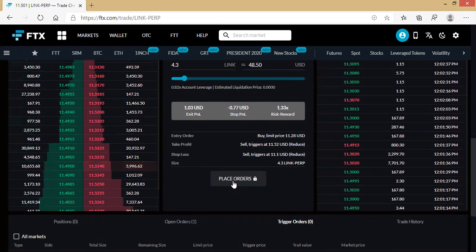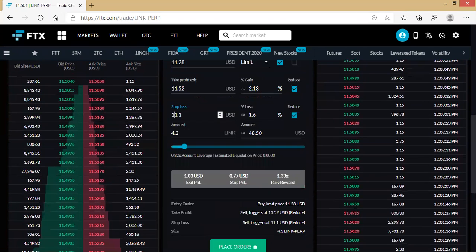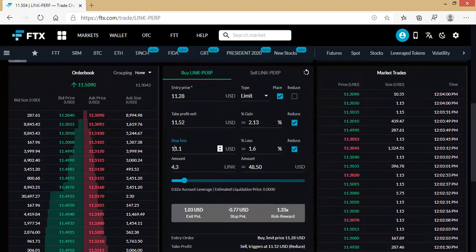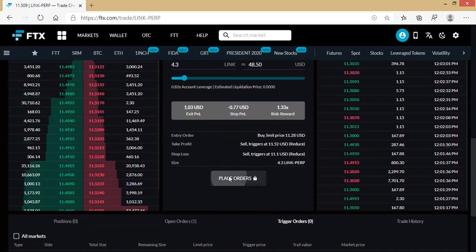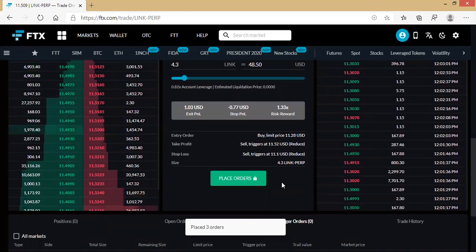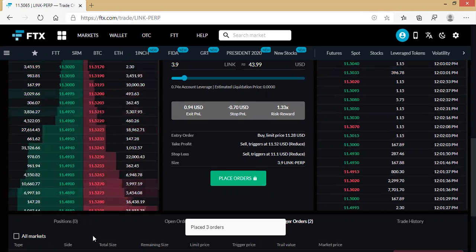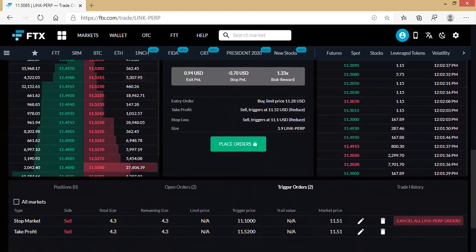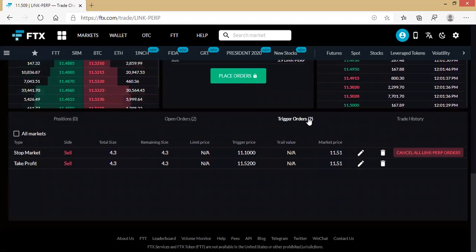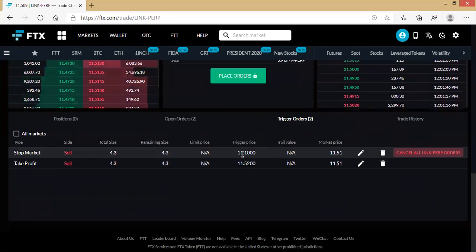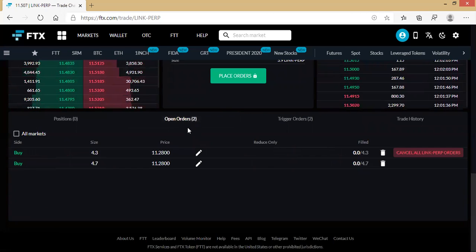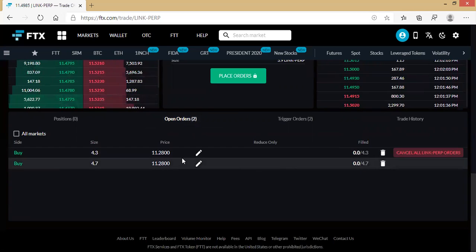Okay, so I place my order. Let's just try it out. Check everything. Entry price 11.28, stop loss 11. I'll go right ahead and place orders. Okay, I'm placing 3 orders. I have a buy, I have a sell, and I have a stop loss. So you look at the various orders here. You have the trigger orders. This one is my stop loss, 11.1 is my stop loss, 11.2 is my take profit. And then have open orders. I think I would have to cancel one. I have the first one I used before now, and then the second one too.